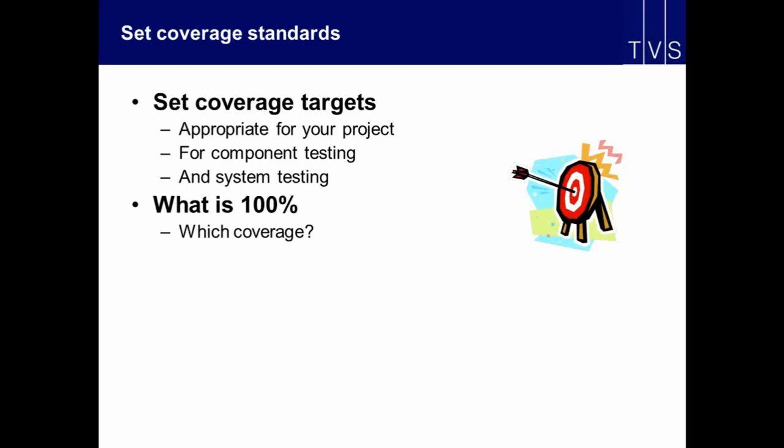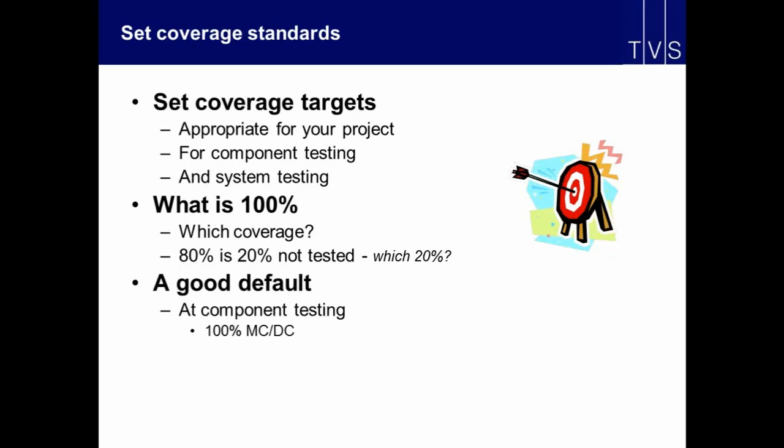100% is nice and easy, but which coverage? Is it MCDC or is it function coverage? There's a big difference between them. So you want to know what you're aiming for and which one you're going for 100% of. Remember that if you set a lower target, you don't know which bit. 80% coverage means 20% not covered, and you don't necessarily know what hasn't been tested. So I would argue that it's always better to aim for 100% of something.